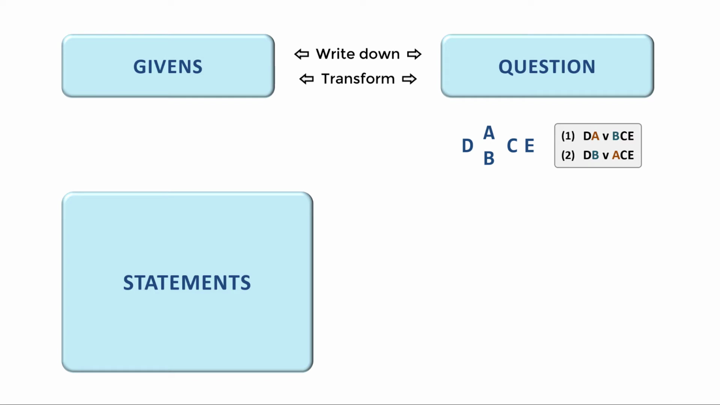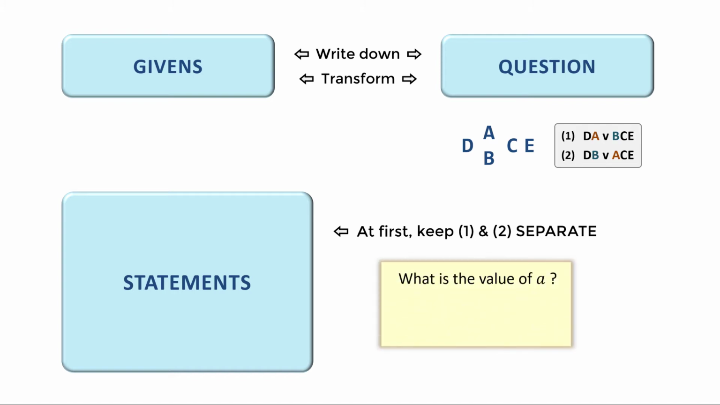Processing the statements is the 4th and final stage of our solution method. I'm going to run through several points about how best to do this. At first, when you start work on the statements, it's important to keep 1 and 2 separate. To see what this means, let's consider a simple example. The question asks, what is the value of A? Suppose statement 1 says, B equals 3. This tells us nothing about A, so 1 is insufficient.